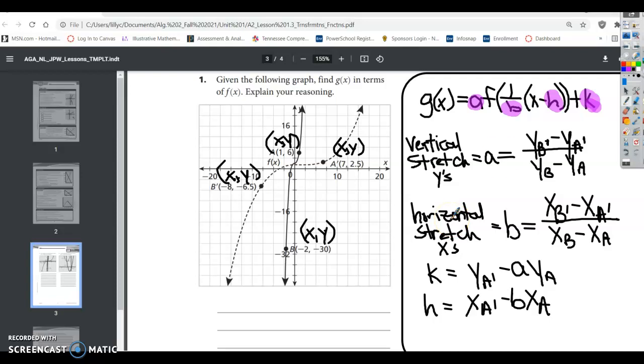Once you find A, B, K, and H, you can plug those numbers into this general formula and you will have your answer. And then you should be able to explain it from there, since I've got you hopefully on a good start.